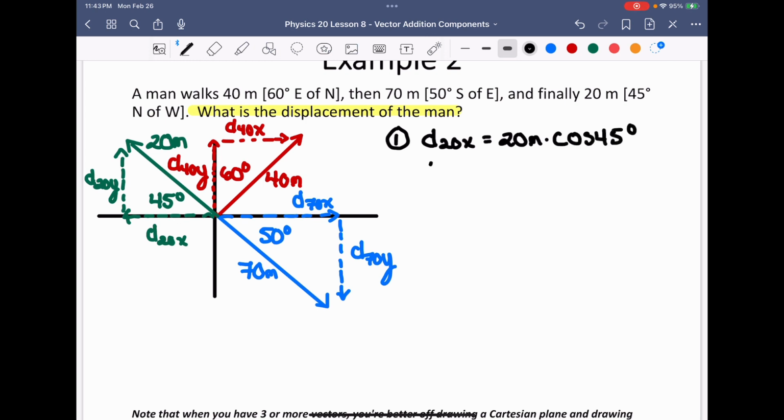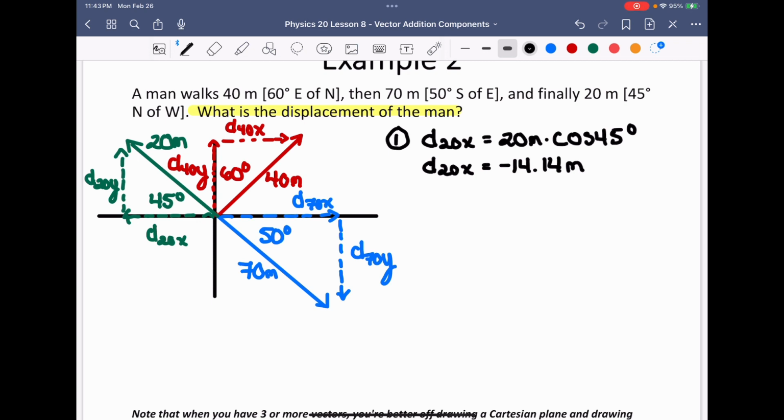Now, this is going to give me that d20x is equal to, and I just want to make sure I get this exactly right here, this should be negative 14.14 meters. And it's negative because we're heading in the west direction.